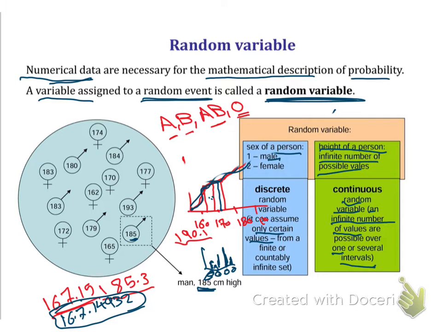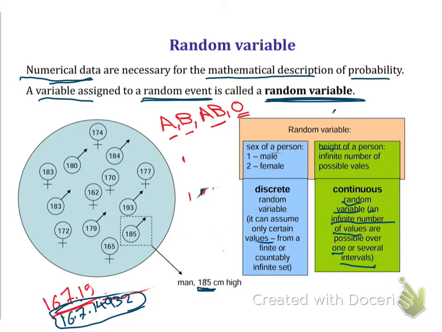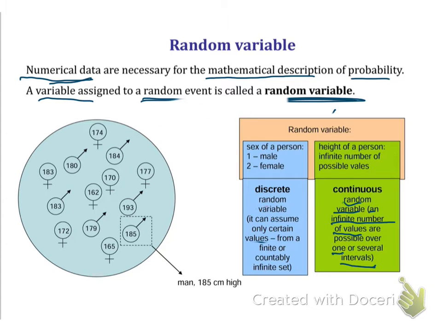I cannot limit it. Whatever it comes, it depends on the accuracy of the device which we are using for measuring this quantity. We can have any infinite number, but for discrete data we have only limited or certain values. So the difference between them: discrete data is a random variable, but it has only certain values. Continuous is a random variable, but it has an infinite number of values. This is the main difference between them.